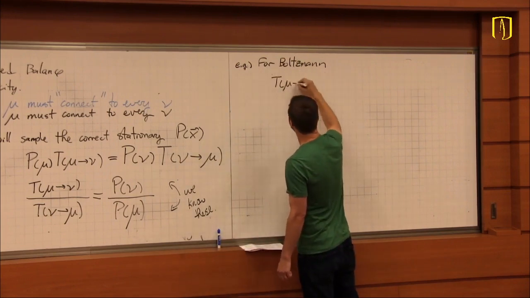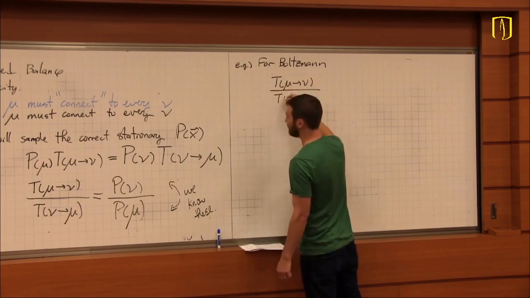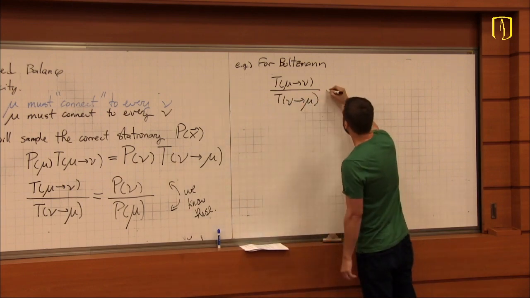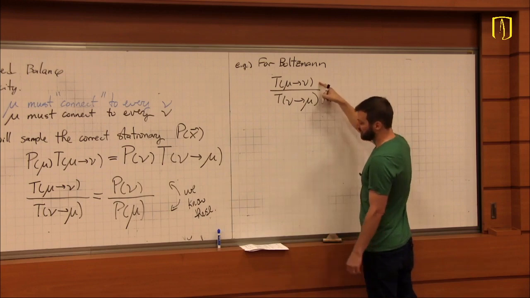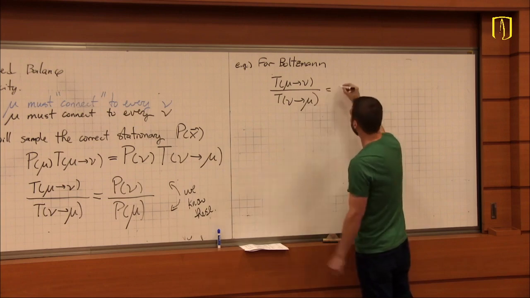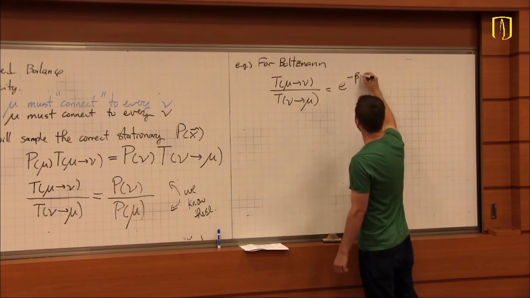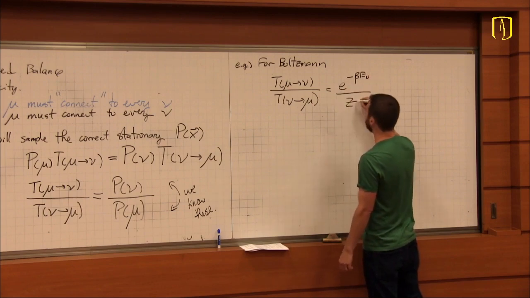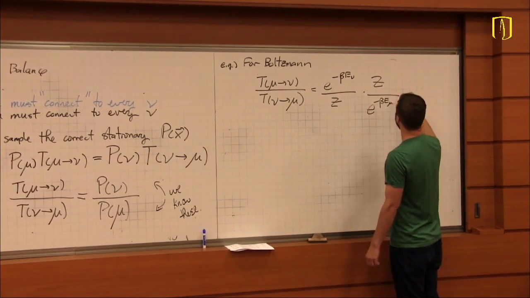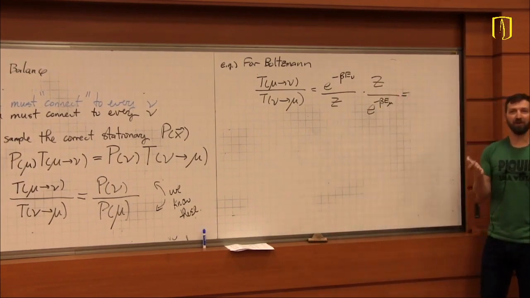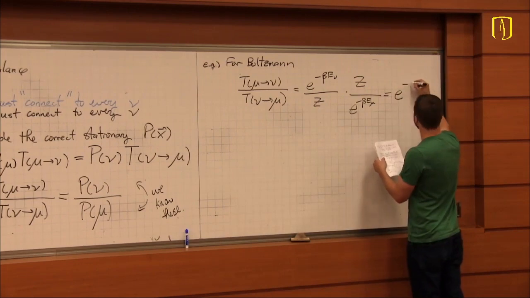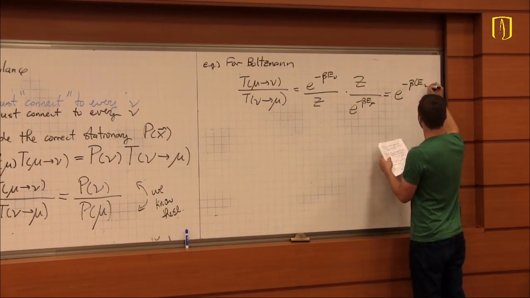So T mu to nu. Did I do this right? Nu to mu. Okay, so we know, say, the Boltzmann distribution for this case and for this case. So I want P of nu, so that's e to the minus beta E nu over Z, and Z over e to the minus beta E mu. So the partition functions, even though they're complex objects, cancel. And we will use this extensively in our tutorial.